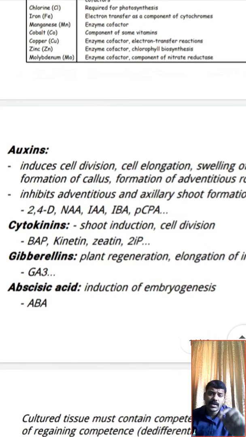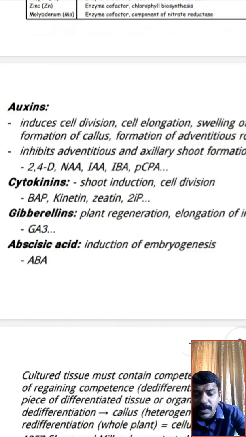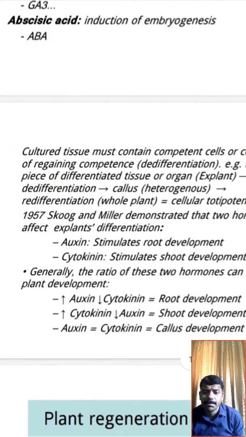Node means the area on the stem from which there is shooting out of branches or leaves. What is internode? The distance between two nodes is called internode. Likewise, for induction of embryogenesis, there is need of abscisic acid. So, a very simple logic is there.